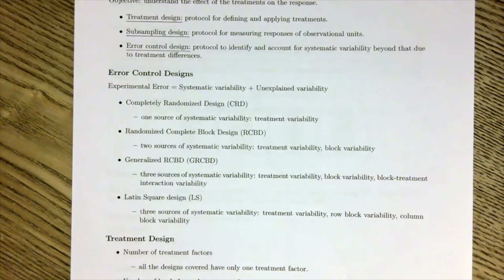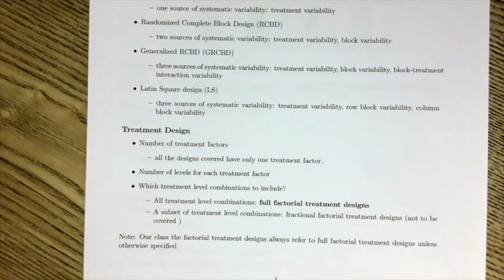Now, our treatment design, we haven't really been too specific about it, but our treatment design is going to be the number of treatment factors, then the number of levels for each of those treatment factors, and then the next question is which treatment level combinations do we include? So thus far, all of our designs that we've talked about have only had one treatment factor. It might have been a combined treatment factor like our bologna example way back in lesson 2 or 3, where we talked about the mixtures. That example will come back up, don't worry. So we only had one treatment factor.